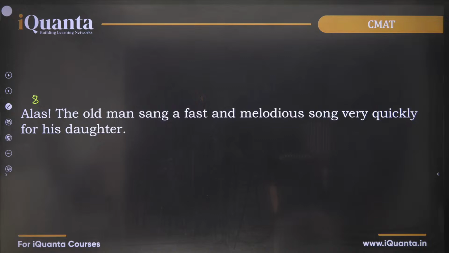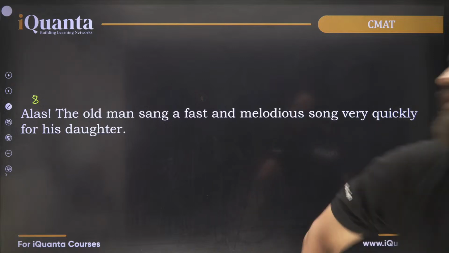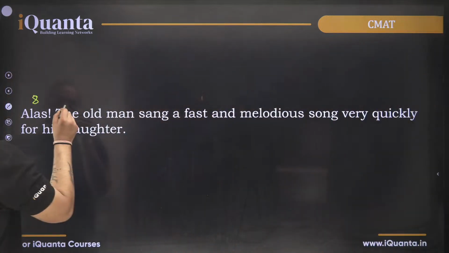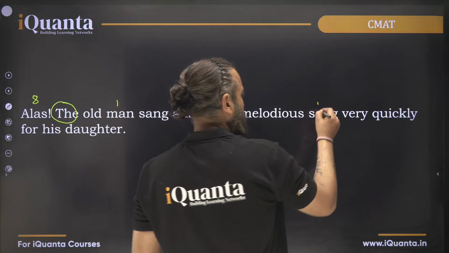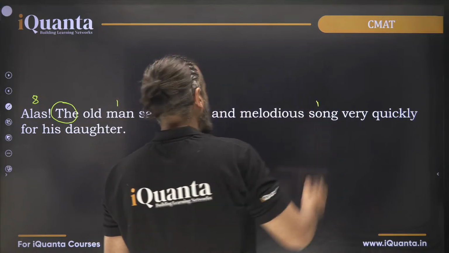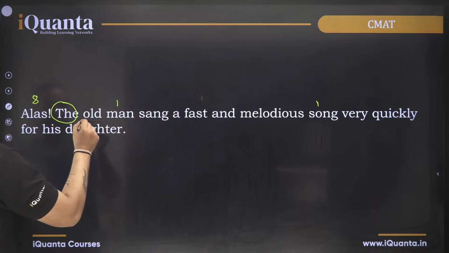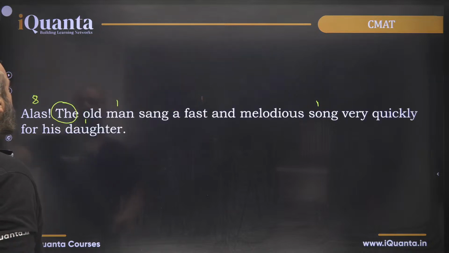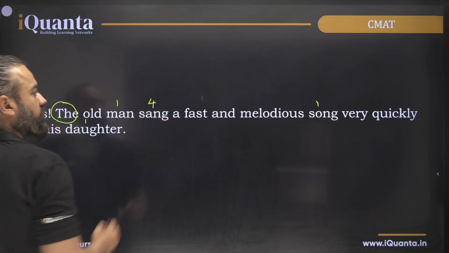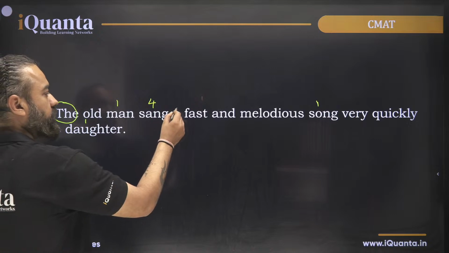Most of you have answered correctly, but you haven't answered completely. The question is, what about the? Okay, man is a noun. Song is also a noun. And daughter is a noun. Fair. Sang is a verb. What is a verb? Fourth.